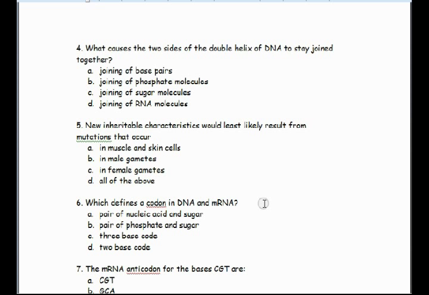Which defines a codon in DNA and messenger RNA? It's going to be C, the 3-base code.